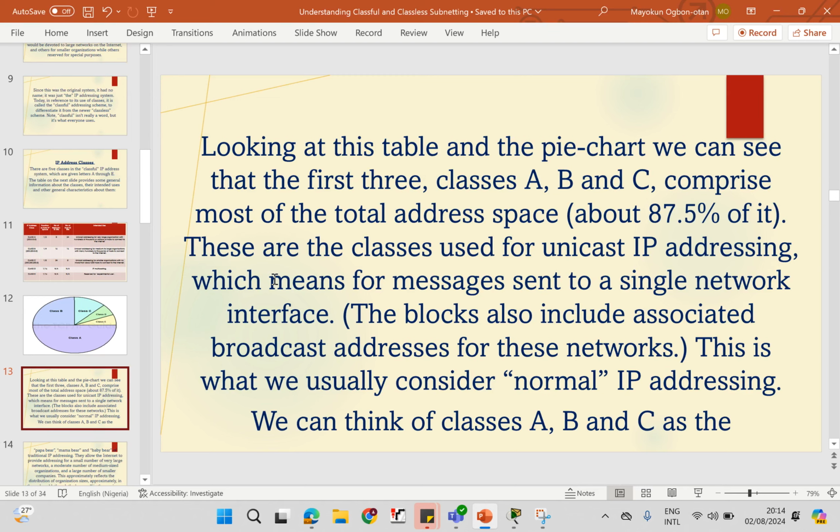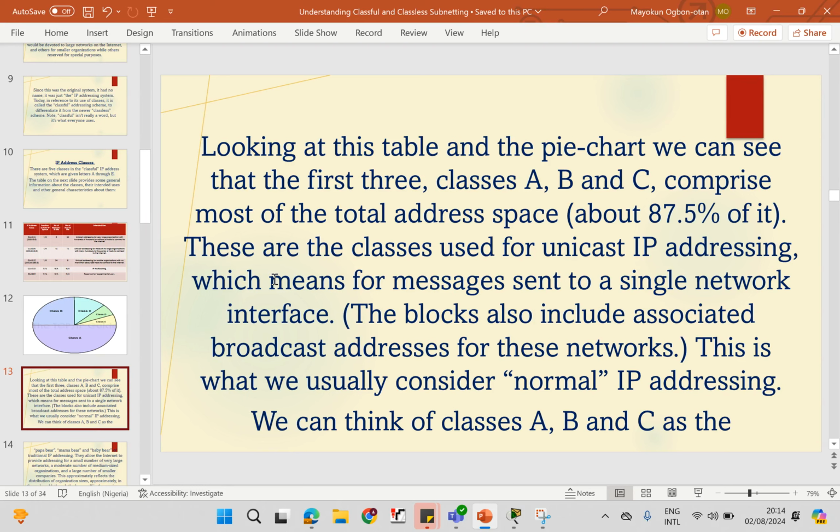These are the classes used for unicast IP addressing, which means for messages sent to a single network interface. That is what unicast means, to send a message to a single network interface. The blocks also include associated broadcast addresses for these networks. I will explain what that one means. This is what we usually consider normal IP addressing.